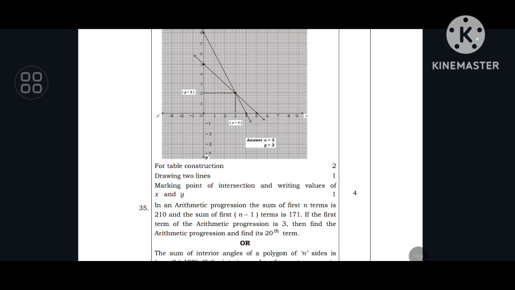So I have explained each and every point, how you have to describe and how you have to write this question paper, and all I have discussed in this.